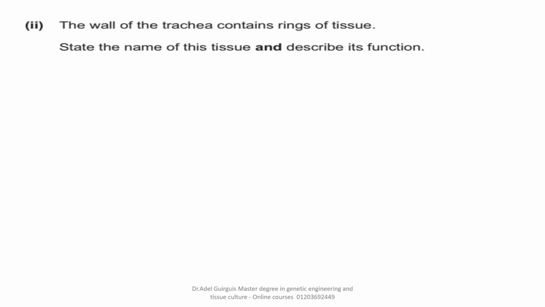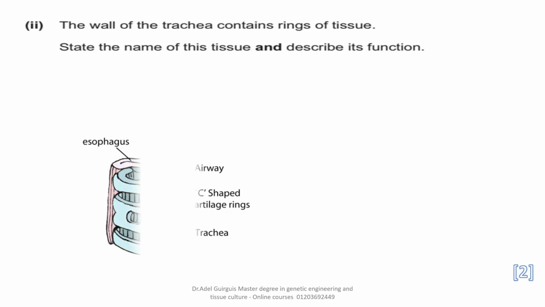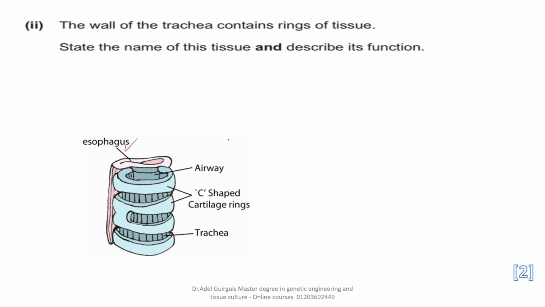Letter double I, the wall of the trachea contains rings of tissue. State the name of this tissue and describe its function. Here is the figure of the trachea, and behind and parallel to it is the esophagus. The esophagus is a muscular tube that belongs to the digestive system, while the trachea belongs to the breathing system. So the name of this tissue: this ring of tissue is called C-shaped cartilage rings, or incomplete rings of cartilage.